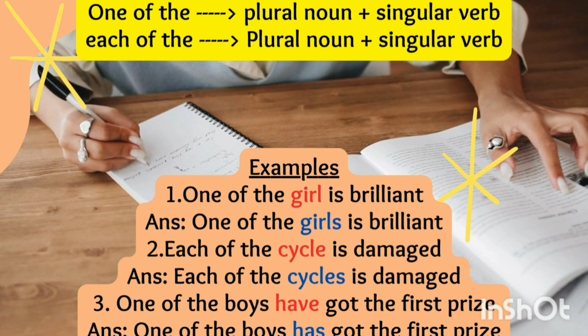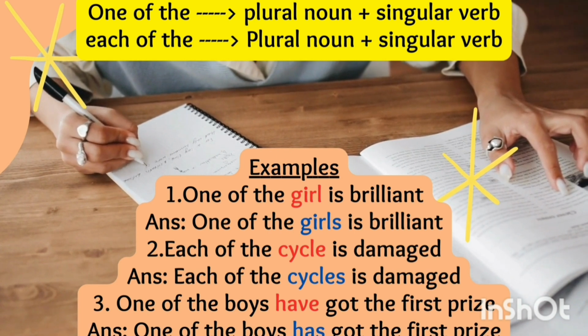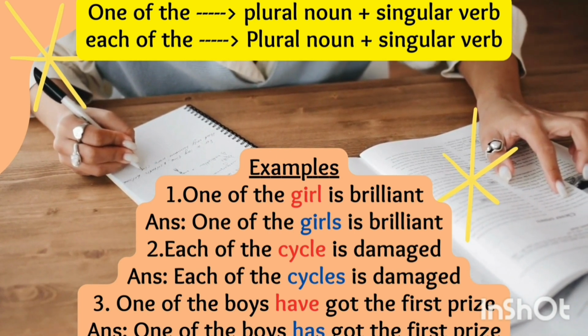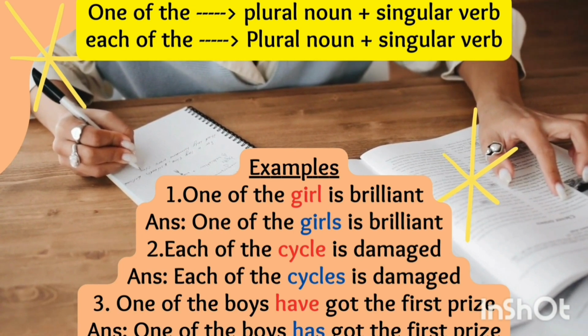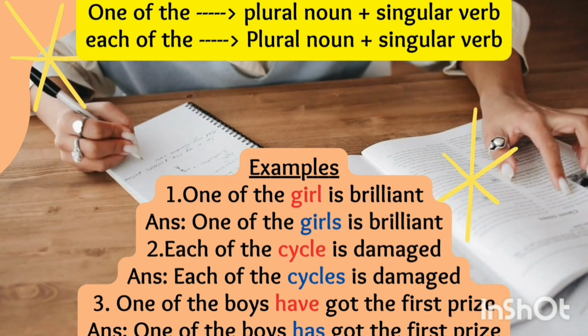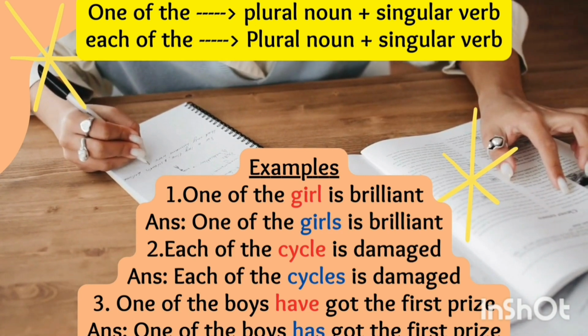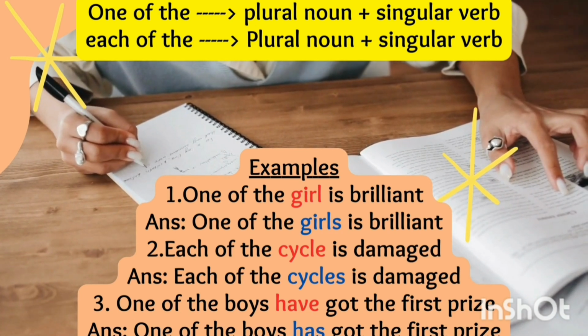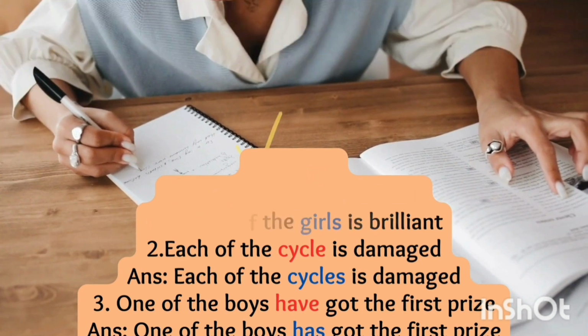Third, "One of the boys have got the first prize." Here "one of the" is followed by the plural noun boys. This is correct. Then we need to check the verb. Here we have the plural verb have. It should be replaced by the singular verb has. Answer: One of the boys has got the first prize.